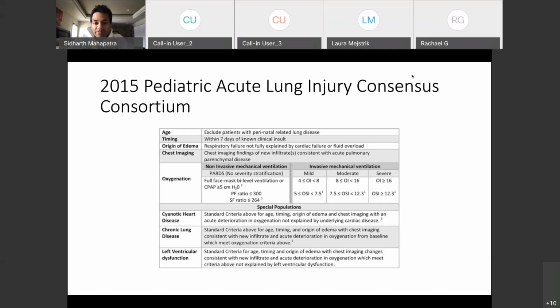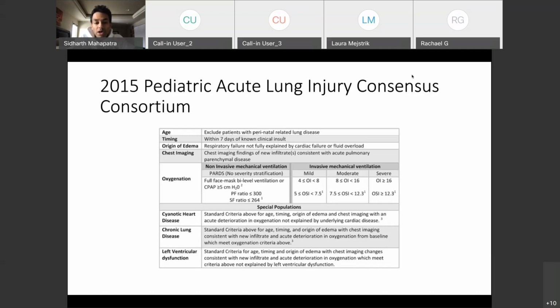The chest imaging findings are different from the adult studies. The adult Berlin definition requires bilateral infiltrates. But in pediatrics, it only asks for a new infiltrate consistent with an acute pulmonary parenchymal disease. And then the next addition that's really important is that it allows for patients that are on non-invasive mechanical ventilation to have a diagnosis of PARDS.